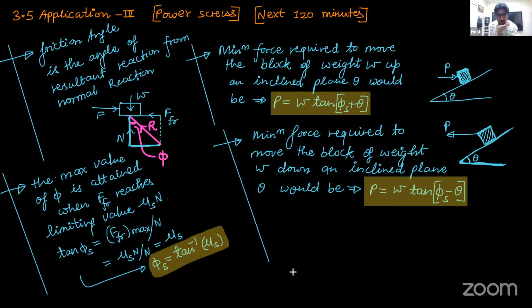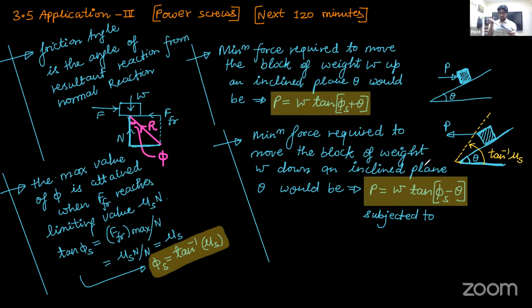By the way, this last formula has a restriction. This last formula is valid only and only if the inclined plane angle is less than tan inverse mu. If inclined plane angle becomes equal to tan inverse mu, then what will happen?